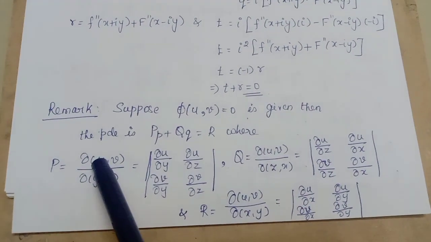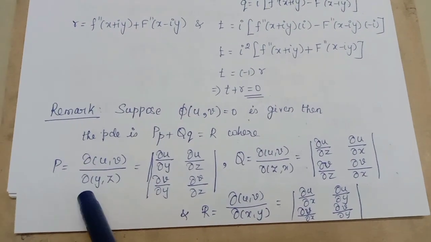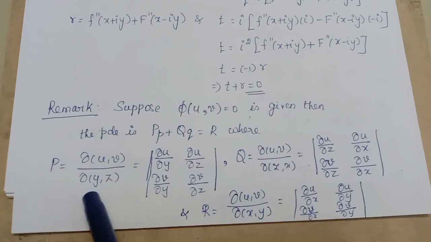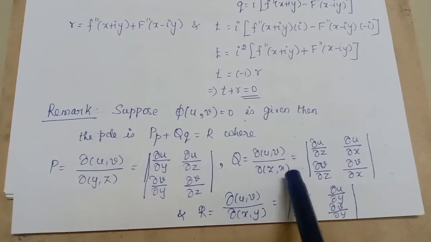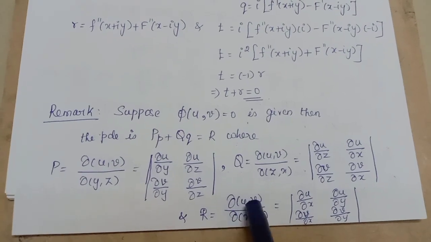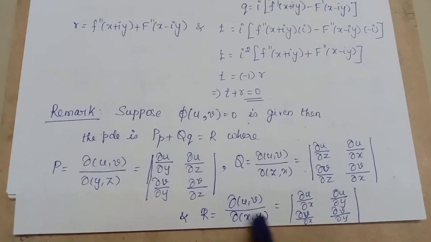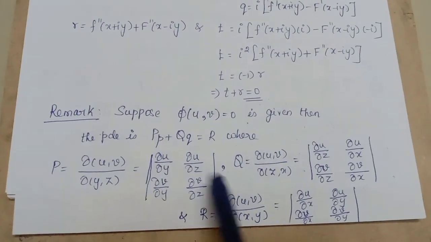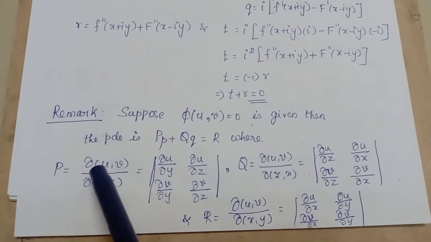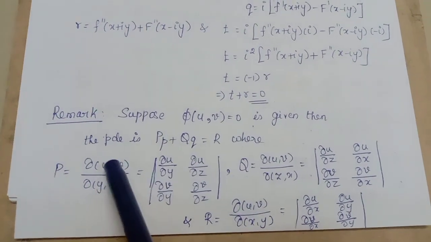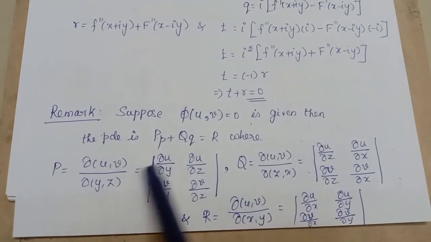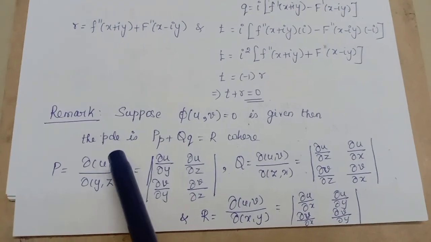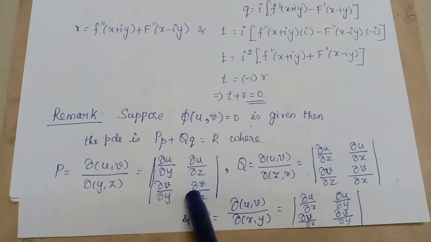Capital P is Jacobian of uv with respect to yz, and capital Q is Jacobian of uv with respect to zx, and capital R is Jacobian of uv with respect to xy. Okay, and they are given by these determinants. See, what is the Jacobian of uv with respect to yz? First row, dou u by dou y, dou u by dou z. Second row, dou v by dou y, dou v by dou z.